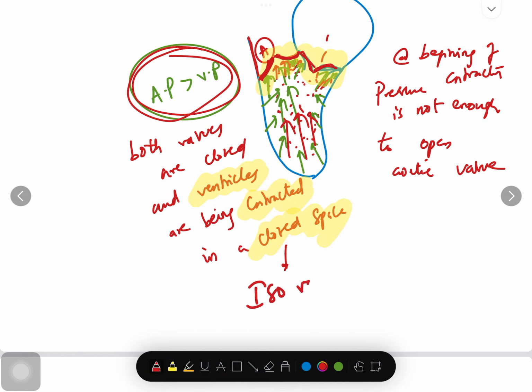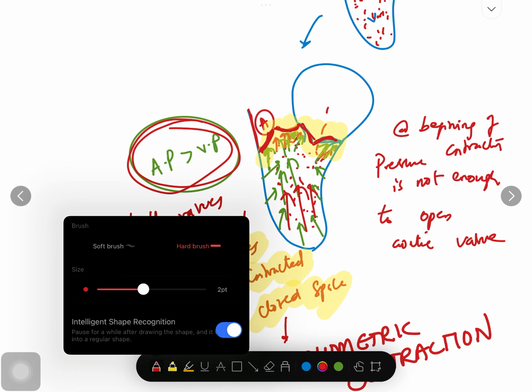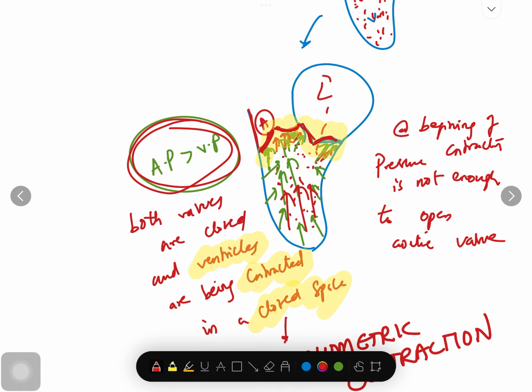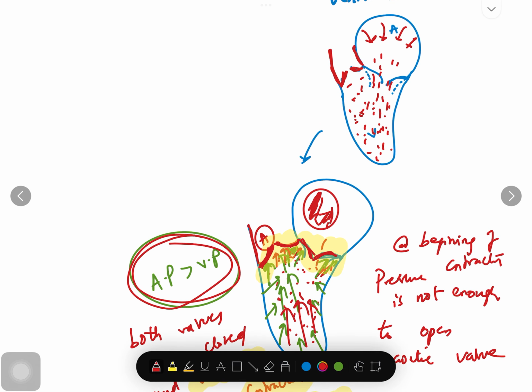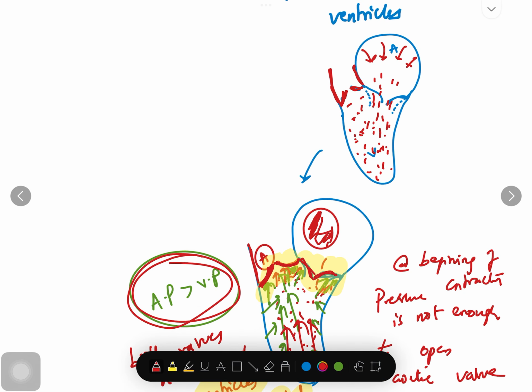As ventricle is being contracted in a closed space, this is known as, very very important guys, isovolumetric contraction. The same thing happens on the right side, guys. I am just showing the things on left side. This is left sided heart. Okay guys, did you understand this?